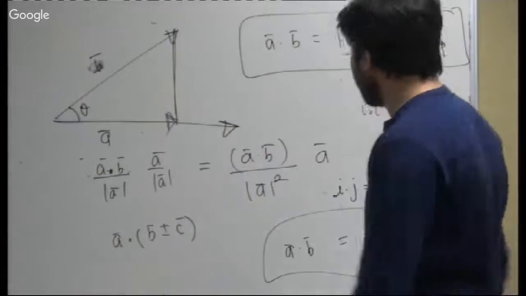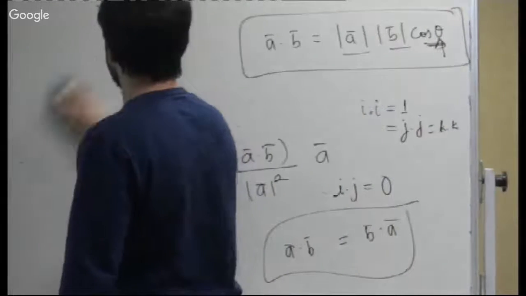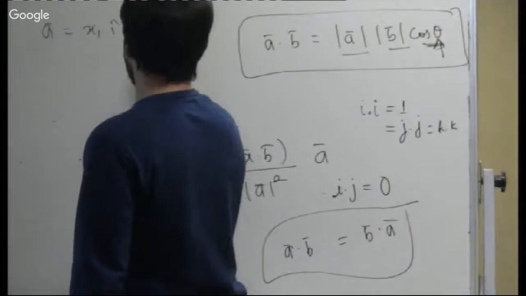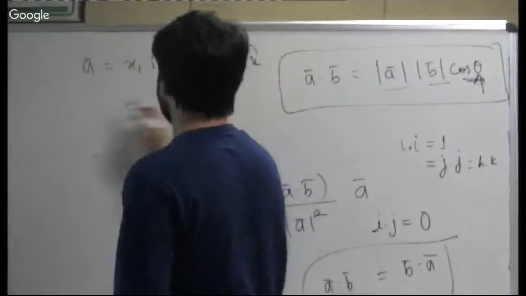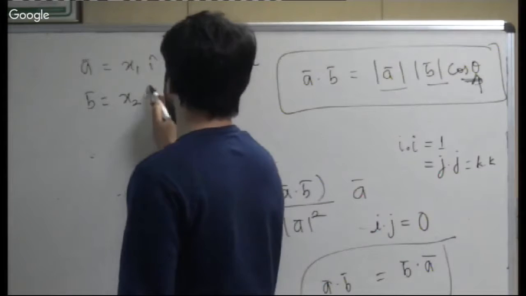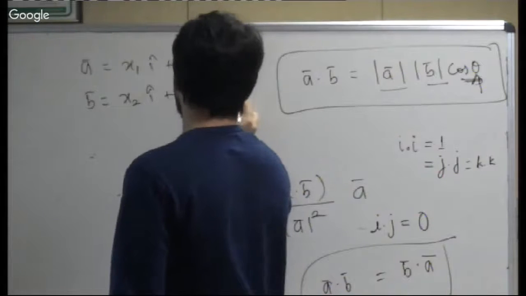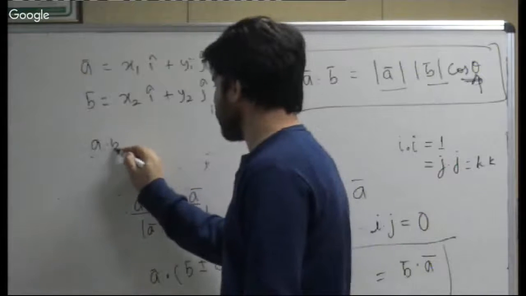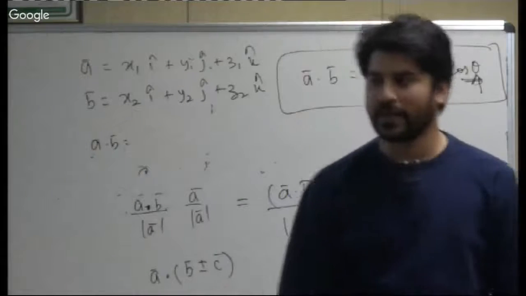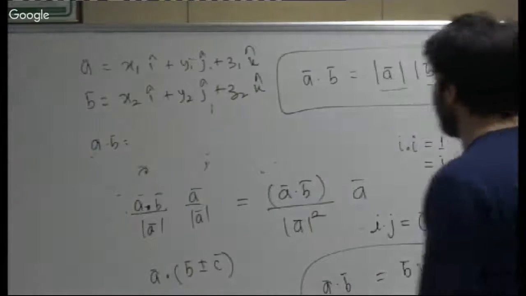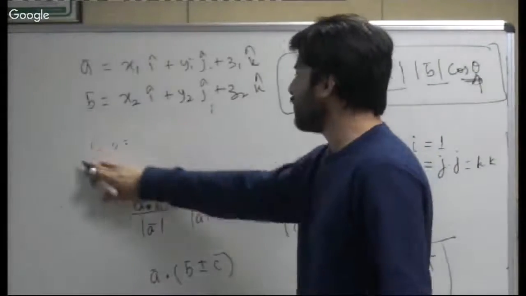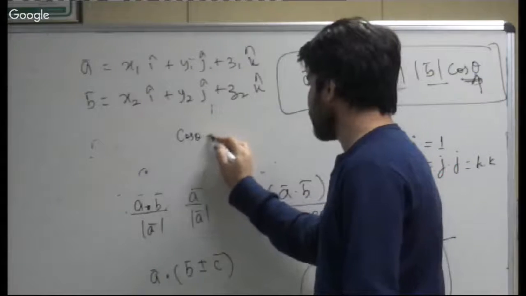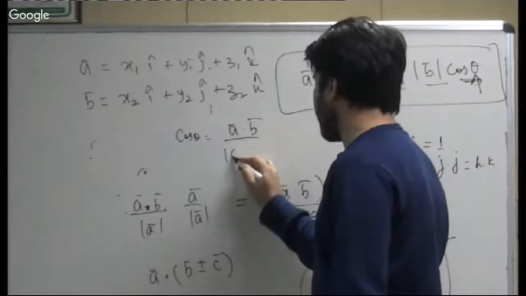Then after that, we understood that if A is x1 i cap plus y1 j cap plus z1 k cap, and B is x2 i cap plus y2 j cap plus z2 k cap, right? So I can say A dot B is x1 x2 plus y1 y2 plus z1 z2. Okay, and you know how to find an angle between two vectors: I can any day say cos theta is equal to A dot B upon mod A mod B.